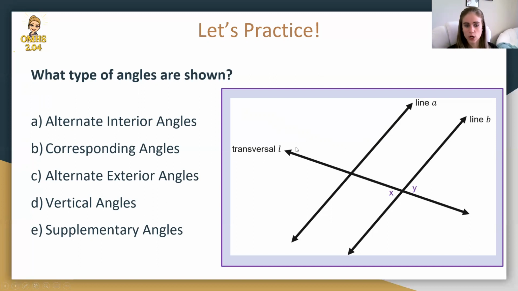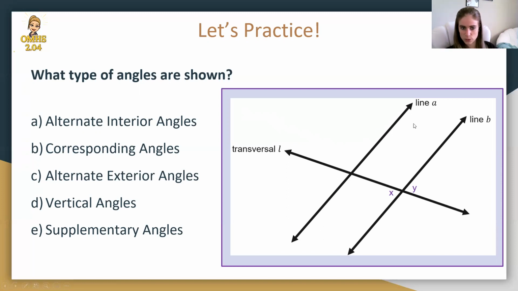All right, for all of these different pictures, we have 5 different choices. They can either be A, alternate interior angles, B, corresponding angles, C, alternate exterior angles, D, vertical angles, which we learned last week, or E, supplementary angles, which we also learned last week. So it could be 2 from last Friday or 3 from today.